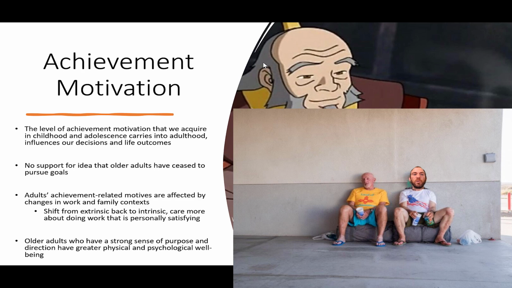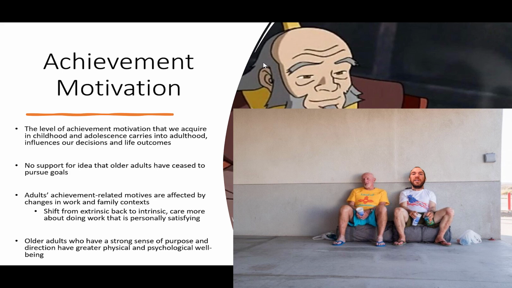So skipping ahead to achievement in older adults, the level of achievement motivation that we acquire in childhood and adolescence carries into adulthood and influences our decisions and life outcomes. There is no support for ideas that older adults have ceased to pursue goals. Adults' achievement-related motivations are affected by changes in work and family context, shift from extrinsic back to intrinsic, and care more about doing work that is personally satisfying. Older adults who have a stronger sense of purpose and direction have greater physical and psychological well-being.